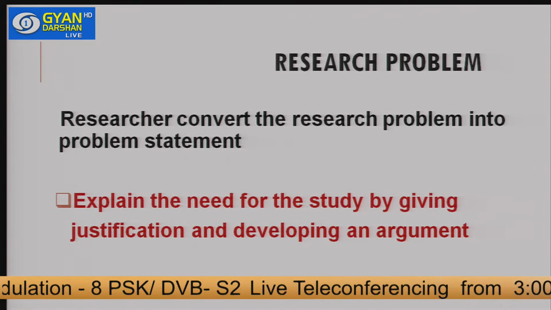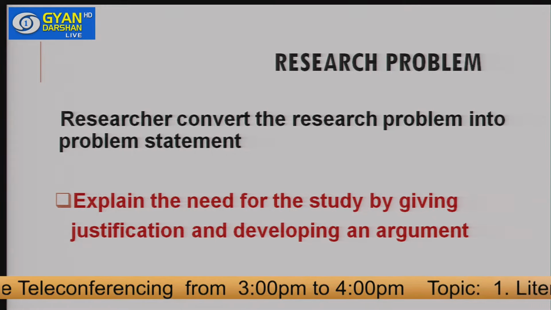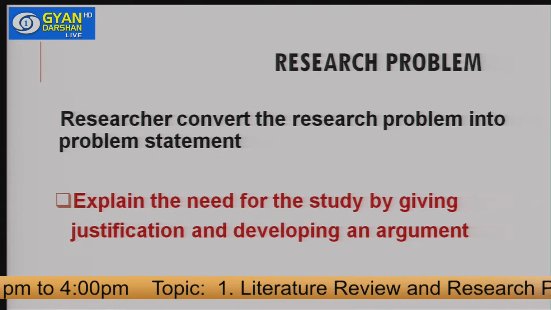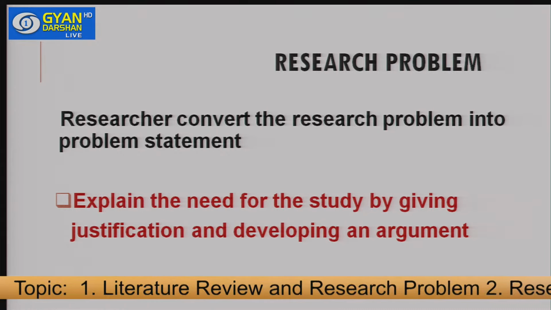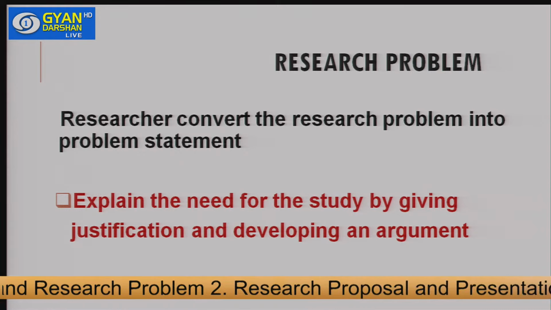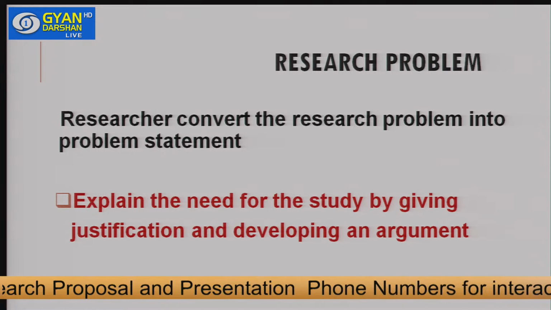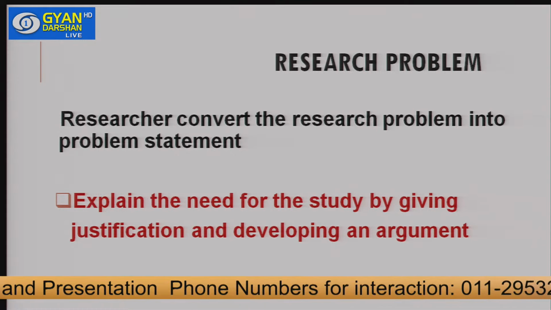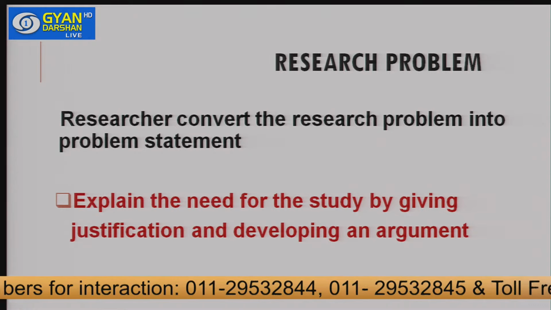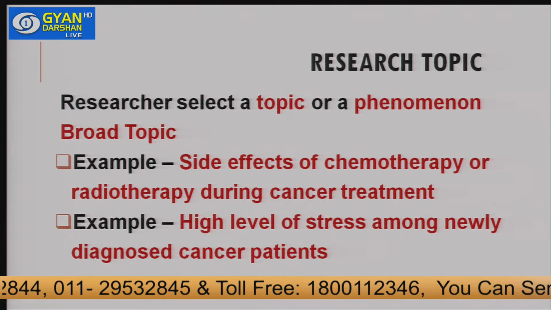The researcher converts the research problem into a problem statement, explains the need of the study, giving justification and developing an argument. So these three things are very important: the broad topic, the problem statement, and, from the literature review, the argument and justification. Justification can also come from your own observation and even from data analysis, through your reports and case studies.